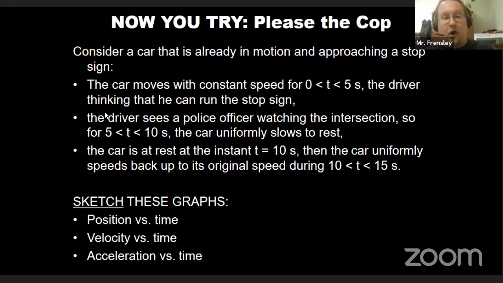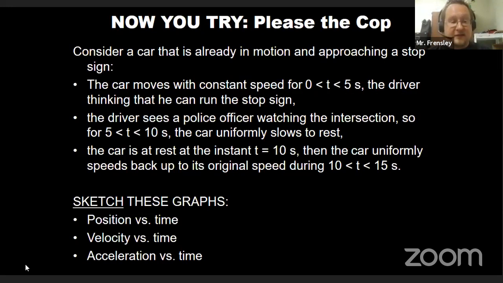So let's say the car is moving with a constant positive speed. He's moving forward for the first 5 seconds. He thinks he can run the stop sign, but then he happens to notice the police officer, right? So for 5 to 10 seconds, he's going to uniformly slow down. He's going to stop only at the instant time equals 10. Only at time equals 10 is he stopped, so only for that instant. And then from 10 to 15, he's going to speed back up uniformly to the speed he was at before.